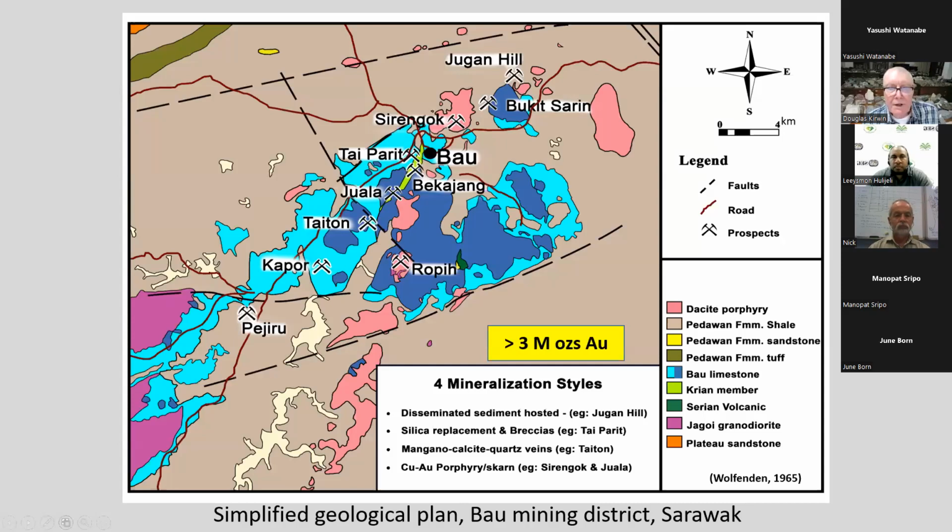And a geologic map of the Bau district, as I mentioned, there are a number of deposits. Collectively, most likely there is at least 3 million ounces endowment in this district, and the deposits are distributed over a strike length of approximately 20 kilometers in a northeast trending structural corridor.